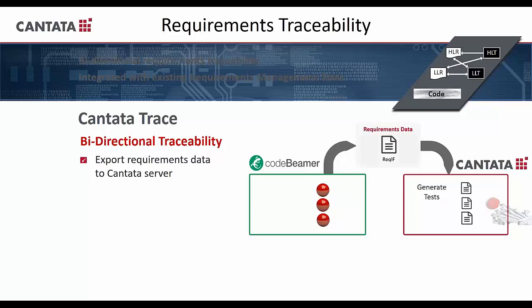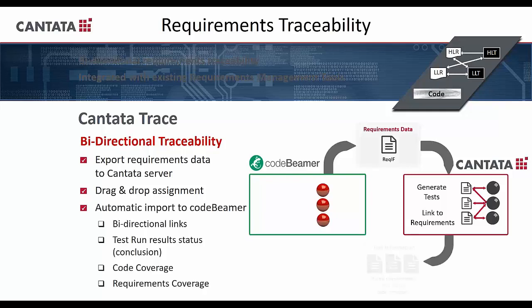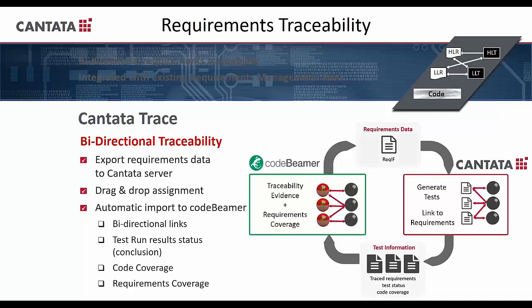So the first thing you might want to do is generate the tests automatically, then link those tests to requirements using a nice drag and drop assignment capability we'll show in the demo, and then export those, which is actually done automatically to Codebeamer with all the bidirectional links, all the test run results and status, what's known as the conclusion in Codebeamer, the code coverage information obtained, and of course, being able to visualize in Codebeamer the requirements traceability coverage, so that you have full traceability evidence and requirements coverage all in the one location that you need it.